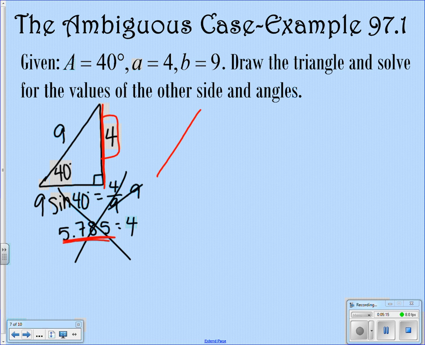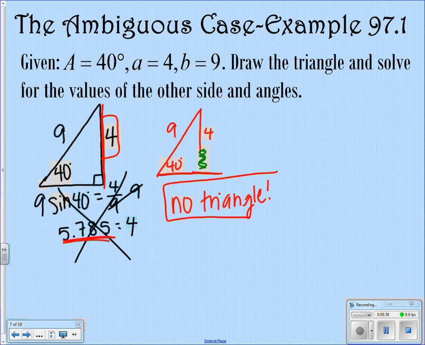And so what that means is, when I have my 40 degrees, my 4 is only going to come down to here. I have this side that I don't know what it is, but do you see how I'm missing this part right here? I don't have a long enough side to make a triangle. So this would be an instance where you actually have no triangle. That does not make a triangle, and so that's all you would put for your answer there.